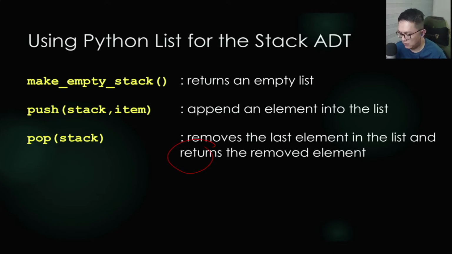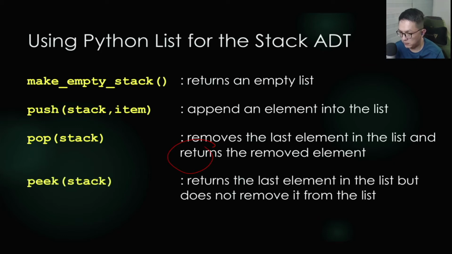Then there's one more which is also quite useful for you to check what is the next item. You don't want to use pop to check what the item is, because if you pop it out, then it's gone already. So you can peek at the stack. That returns you the last item in the list, but does not remove it from the list.